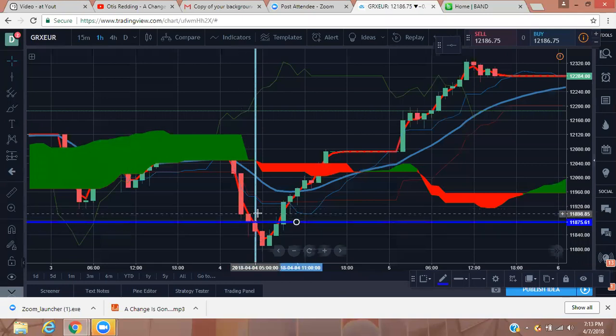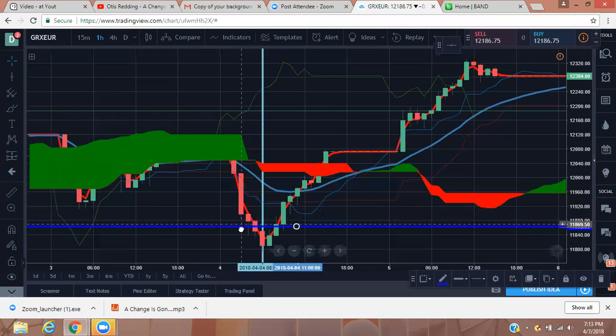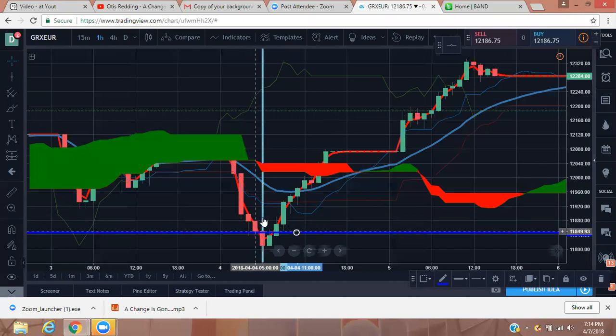Sell stop. You place a sell stop right there, took more 50 to 100 pips. Then again, right here, place a sell stop. When the candle is almost finished forming for that hour, that's when you place the sell stop. And then this candle would have broke it right here where my vertical line is.